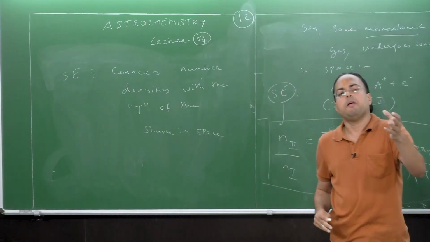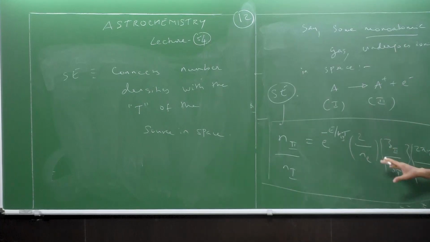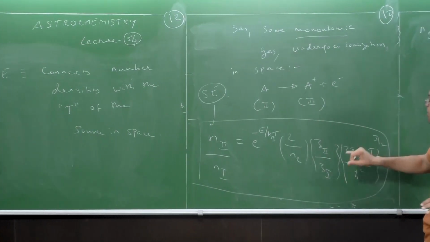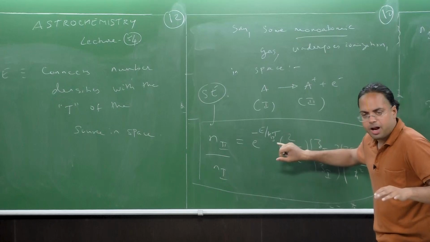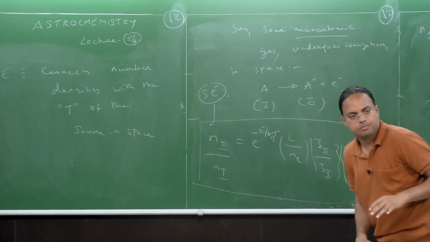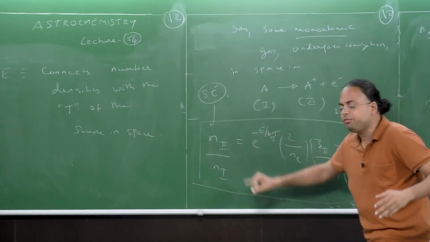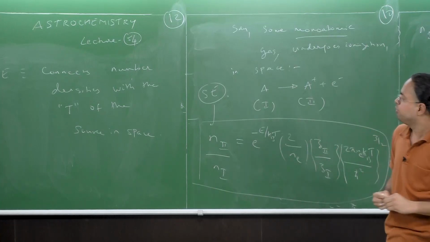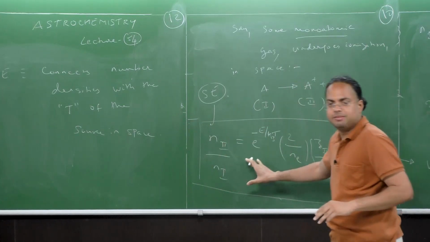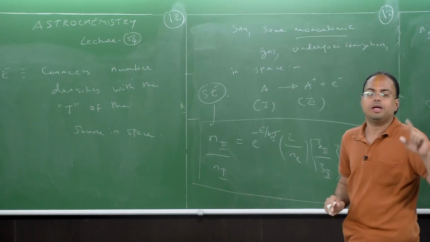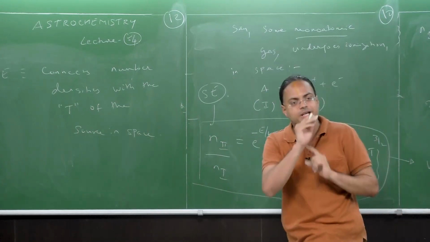And you can of course make various assumptions about the partition functions, and you can compute the temperature. And once you have an idea about the number densities, and the number densities can also be obtained from the intensities, right? So this is the meaning of the Saha equation. Now, the implication of this equation is actually fascinating.